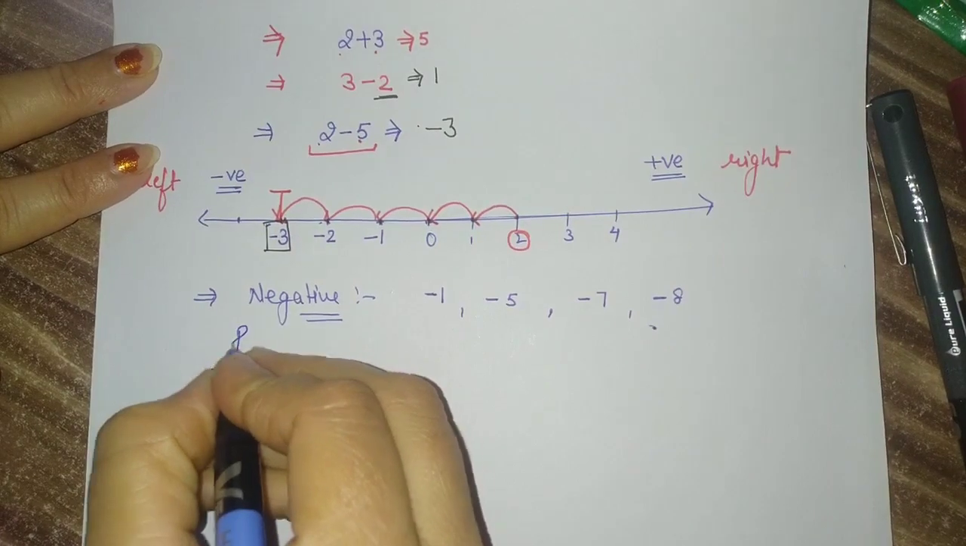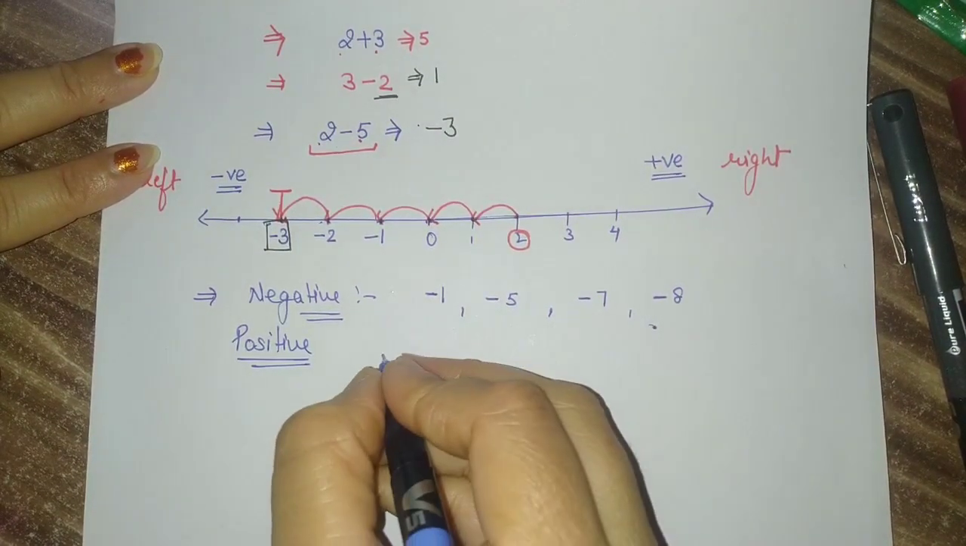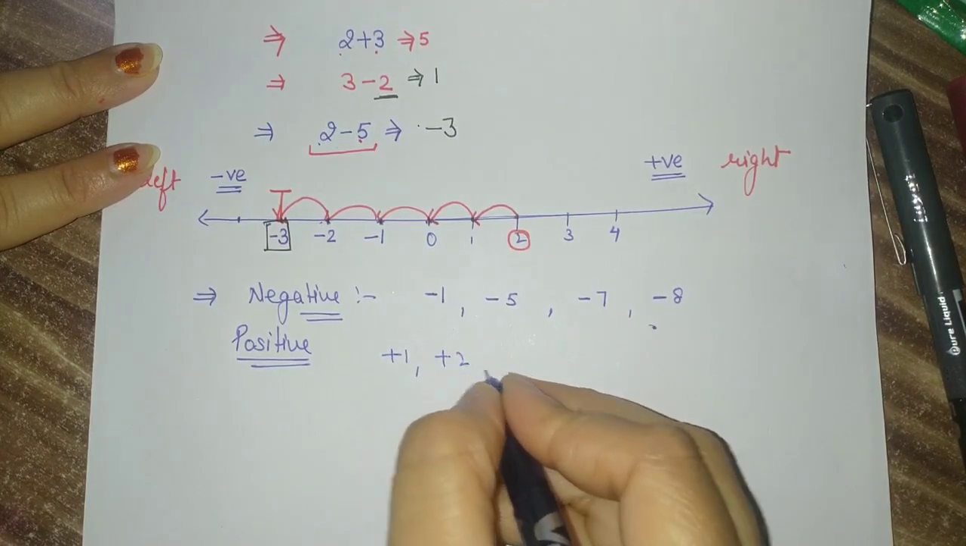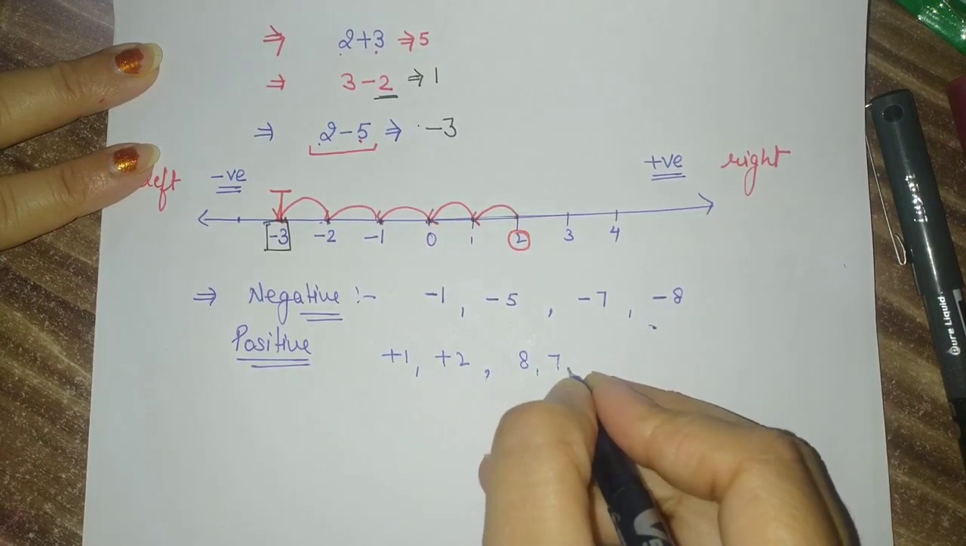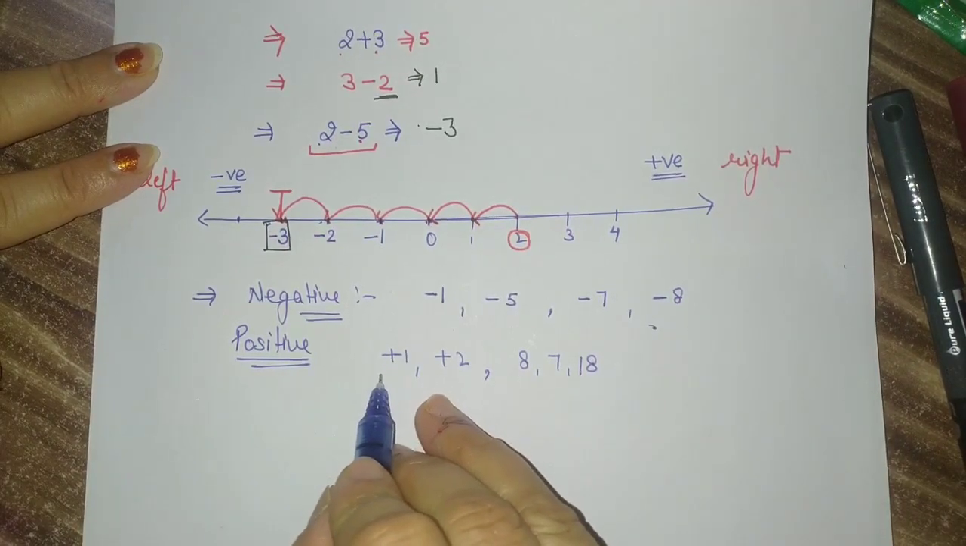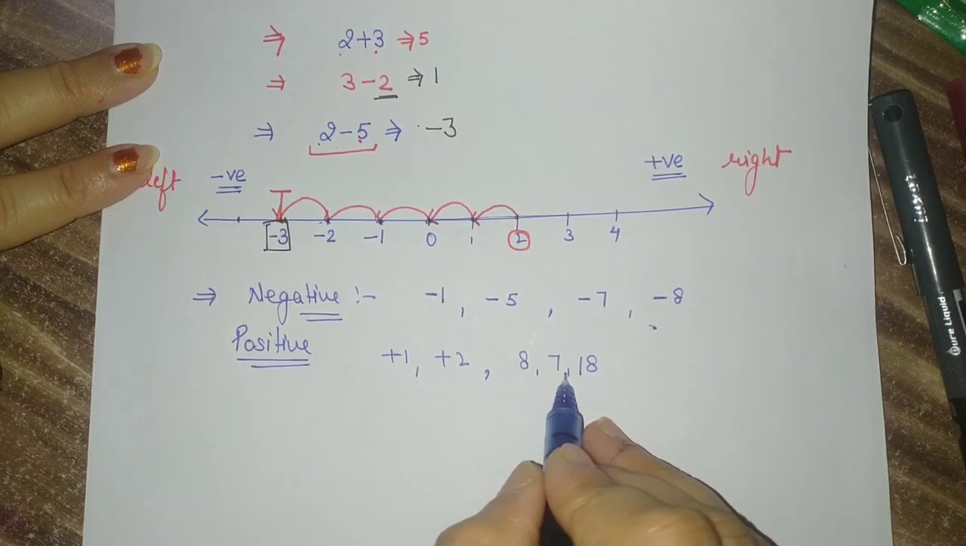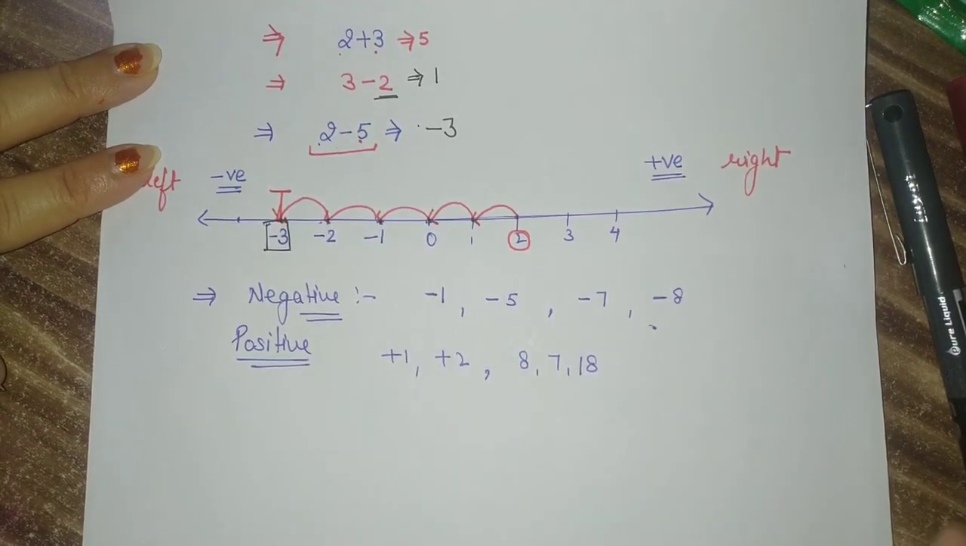Then what are positive numbers? Positive numbers mean numbers with a plus sign or without a sign. If any number has a plus sign, then it is also a positive number. If there is no sign, then also the number is a positive number.